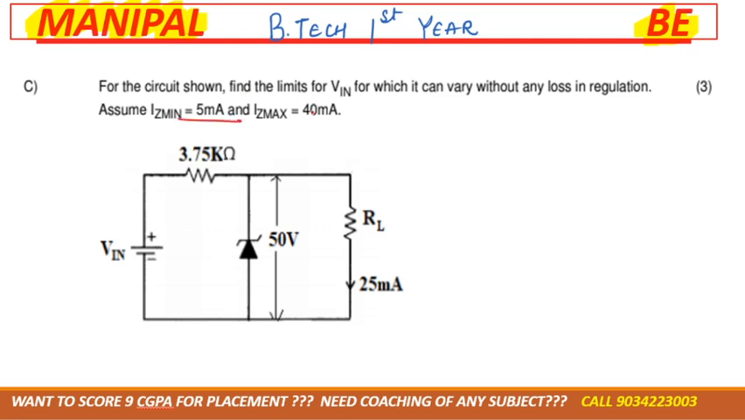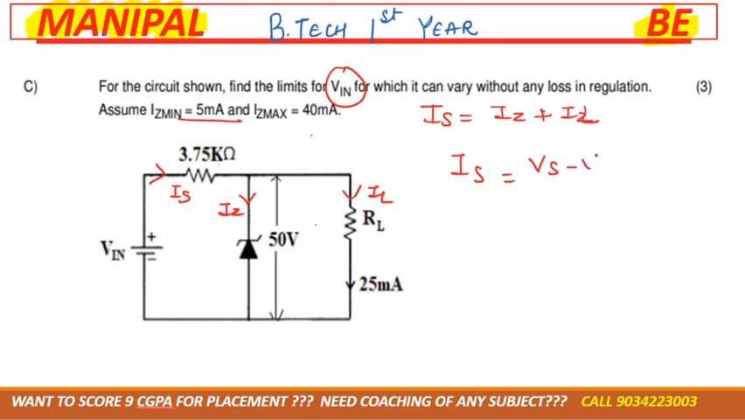See, how can we do this formula? As you know, IS is equal to IZ plus IL according to KCL. This is IS, this is IZ, this is IL. Okay, so they are asking for the VS value. For VS, we'll have another formula. IS is equal to VS minus VL by RS, right? Because whatever the current is there, it is the voltage consumed divided by the resistance. So from here we can get VS.